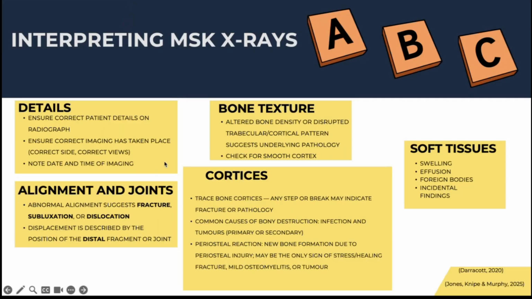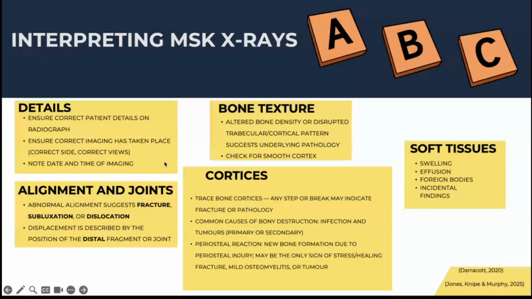So first of all, when we're interpreting MSK X-rays in general, we always want to make sure that we're doing it systematically. One way that we do that is by following the ABCs, which allows us to make sure that we're covering all parts of it as well.